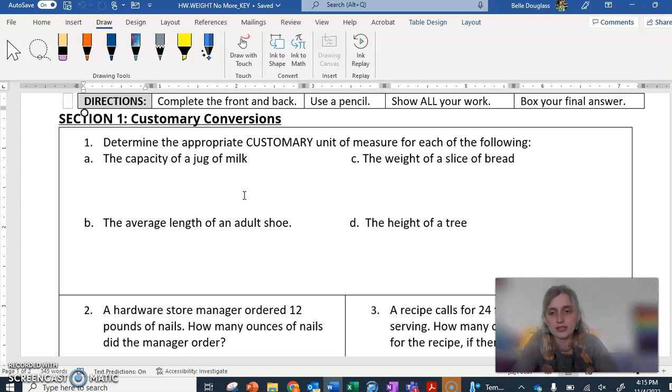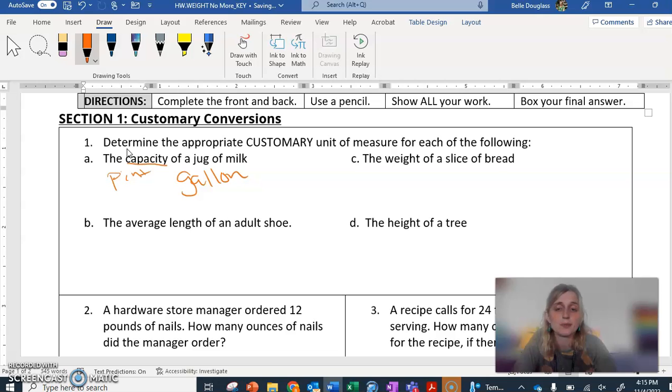So for a jug of milk, I would accept things like capacity units. Things like a pint or a gallon. Those would be acceptable. You probably don't buy a cup of milk, but maybe. Those are capacity units. If we're talking about length, it wouldn't make sense to say a gallon because that's not talking about length.